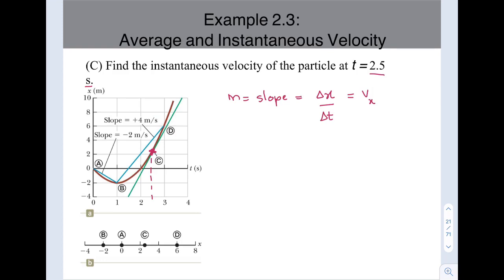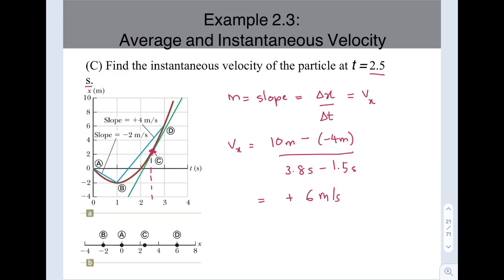Okay, so based on this, your Vx is equal to 10 meters minus negative 4 meters over 3.8 seconds minus 1.5 seconds, which gives you positive 6 meters per second. So where did I get 3.8 and 1.5 here? It is the reading for the tangent line, the reading of this one.